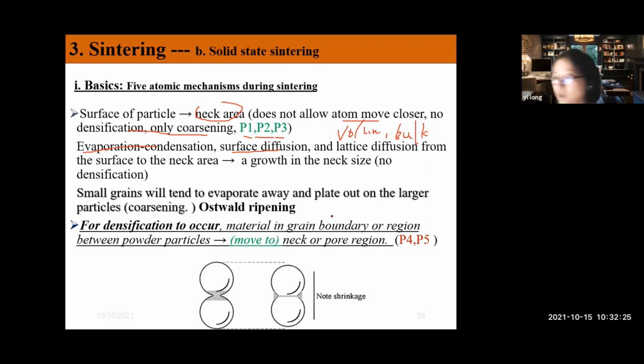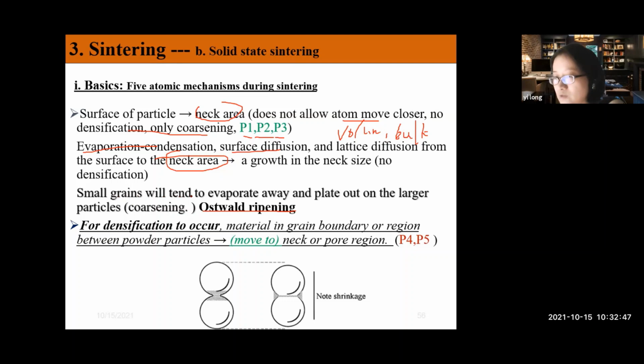Okay, now lattice diffusion from the surface to the neck. No matter what, it always goes to the neck, because the neck is negative, it's a concave case. So in this case, you're going to increase the neck size, and there's no densification. We have actually learned this one before, what we call Ostwald ripening.